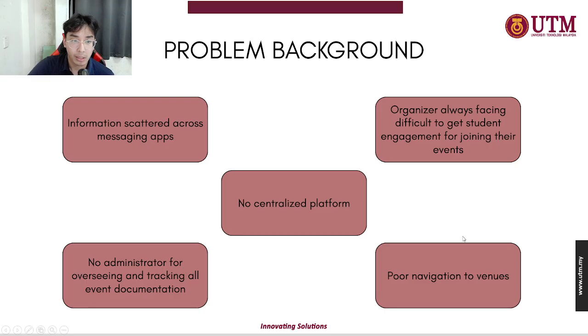There are several problem backgrounds that I studied before I implemented this system. Number one is information scattered across messaging apps like WhatsApp or Telegram. There is no centralized platform that utilizes all the tasks for event discovery. Organizers always face difficulty getting engagement to join their events, and there is no admin to oversee and track all the event documentation. And currently, students who are new in UTM have poor navigation to venues.